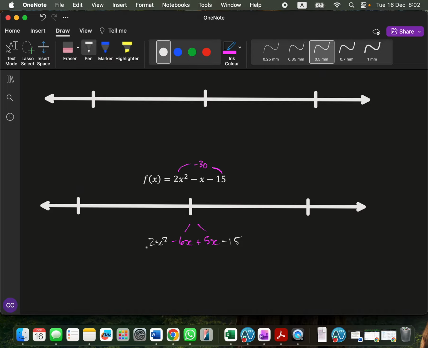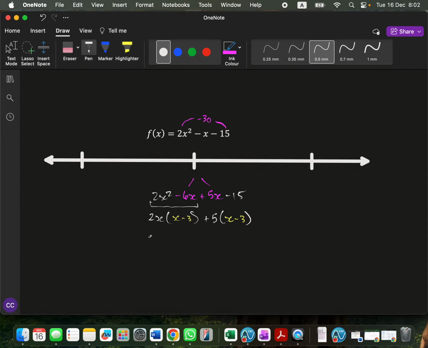And then I'd factor what I can out of here, which looks to me to be 2x, and I'd have x minus 3. And factoring out of the second two, I could get a 5 out of both of those, x minus 3. And as per usual, what I'm looking for is that these linear factors match. If they match, then I'm probably on the right track. So this will give me 2x plus 5 when I factor out that common linear factor, and x minus 3.